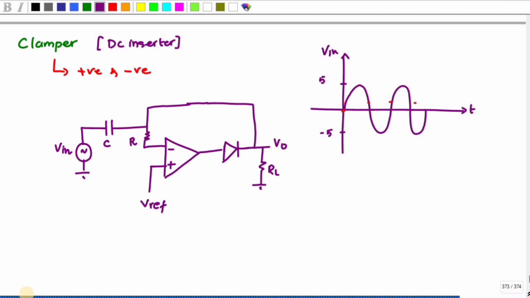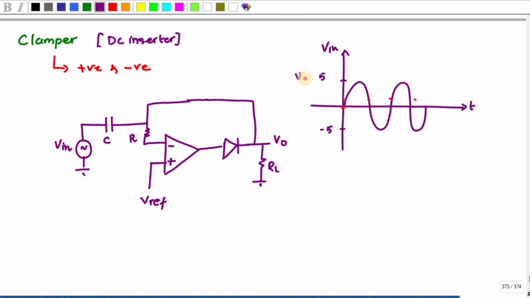In this video, we are going to discuss the clamper circuit. There are two types of clampers: positive clamper and negative clamper. Here, if you see the input signal, I have a sine wave, and this is my peak value, and this is a negative peak value. So the peak to peak value is 10.